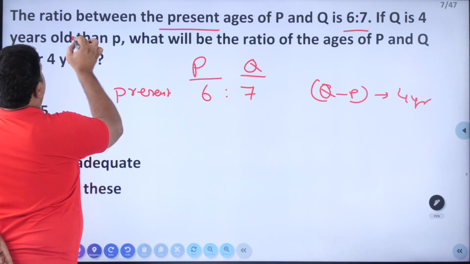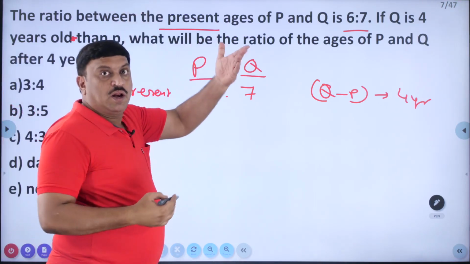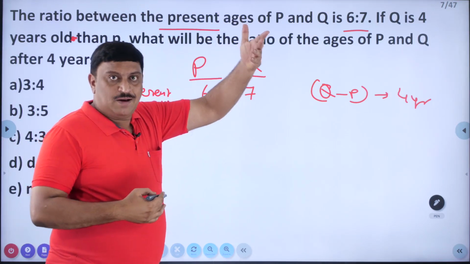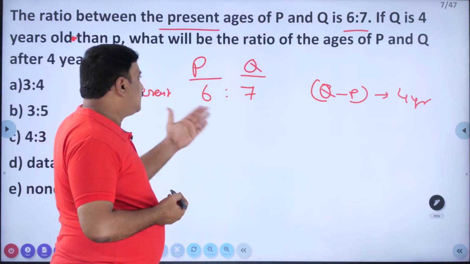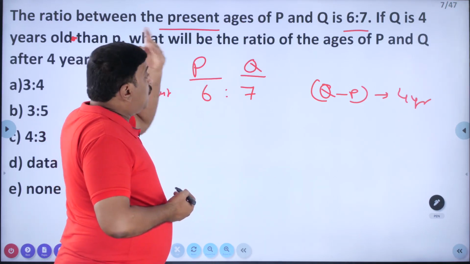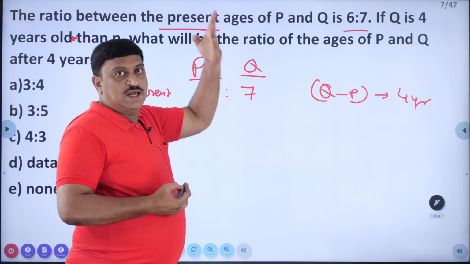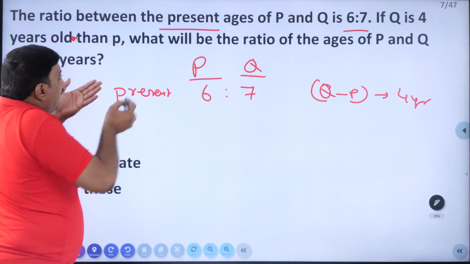Older than. Right? If Q is 4 years older than P, Q is older. Older means elder. So Q is now definitely elder only. Okay, Q is elder by how many years? By 4 years. Difference. So he is elder by 4 years. Fine. Then what will be?